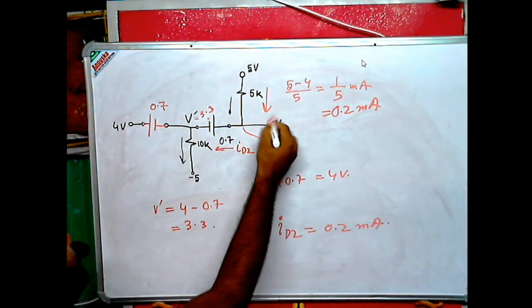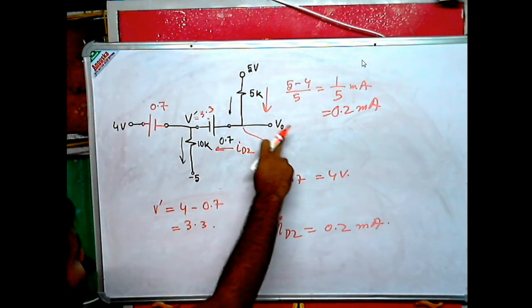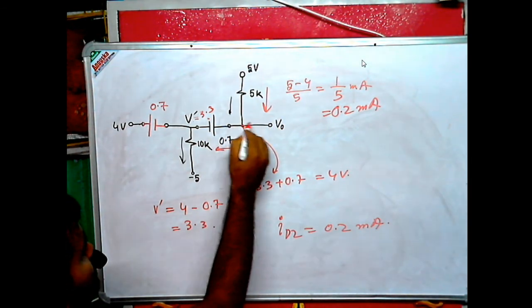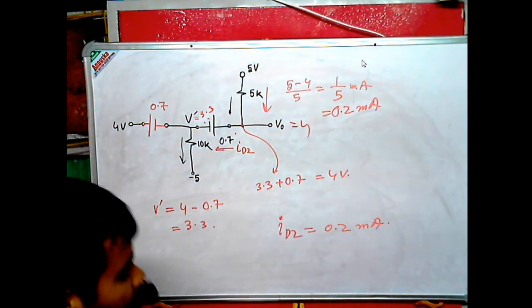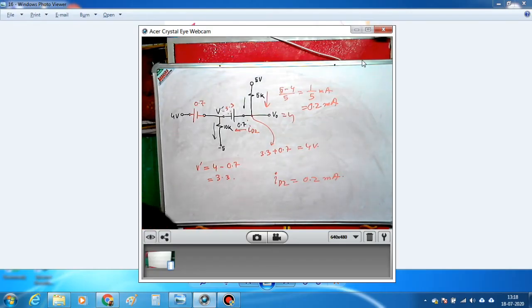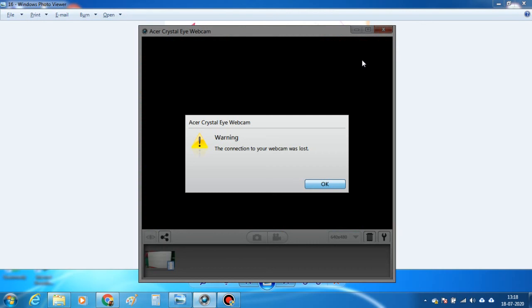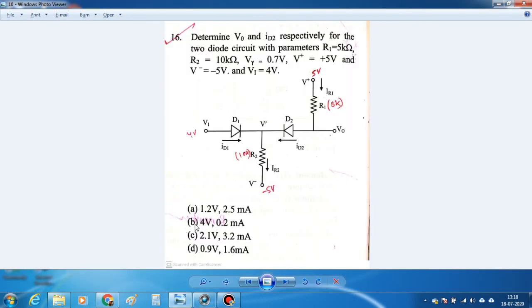Now the particular voltage that we have already calculated, this voltage, is basically 4 volt. This is 3.3 volt plus 0.7 volt, that is 4 volt. So you can see the options. Option B, it is 4 volt and 0.2 milliampere. So option B is correct.